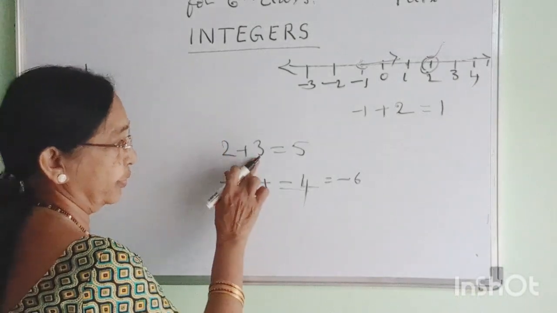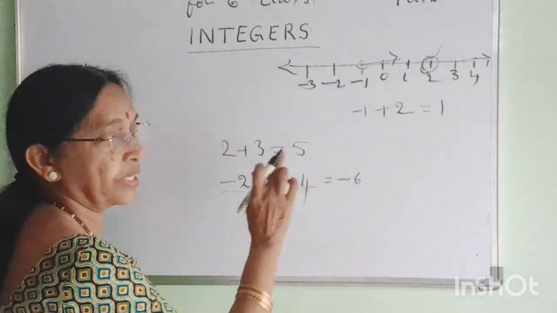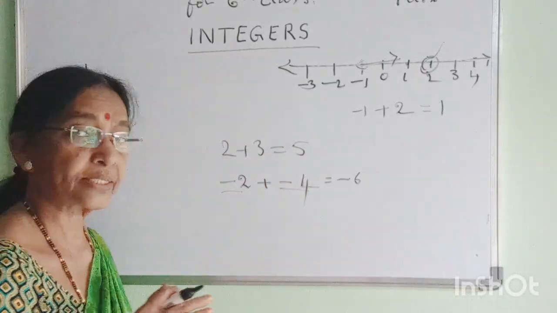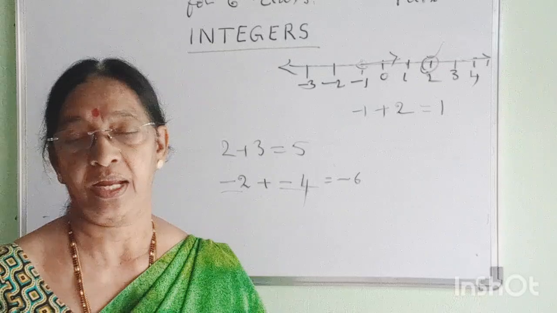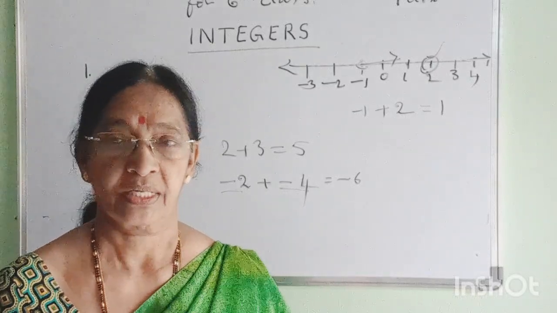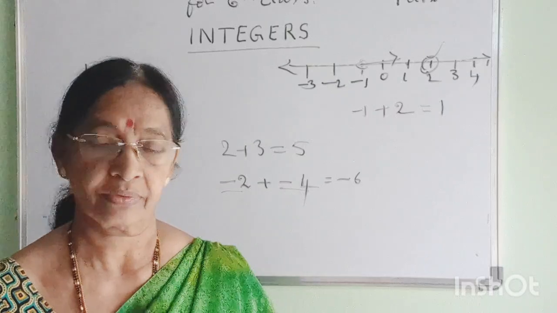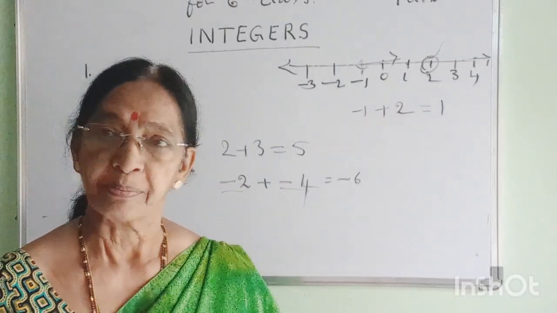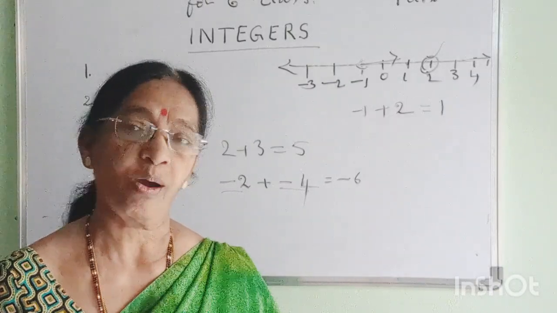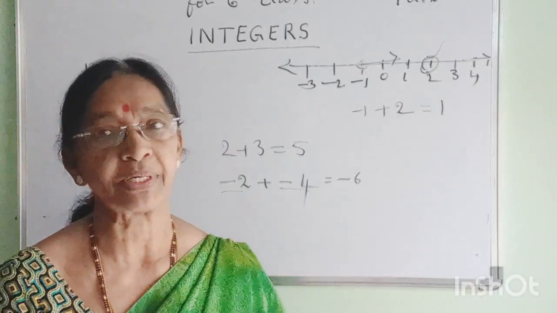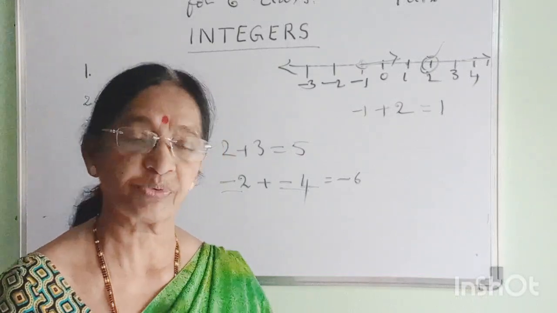The sum of two or more positive integers is a positive integer. The sum of one negative integer and one positive integer, or the sum of some positive integers and some negative integers, may be a positive integer or a negative integer. That depends on the value of the integers we have taken.